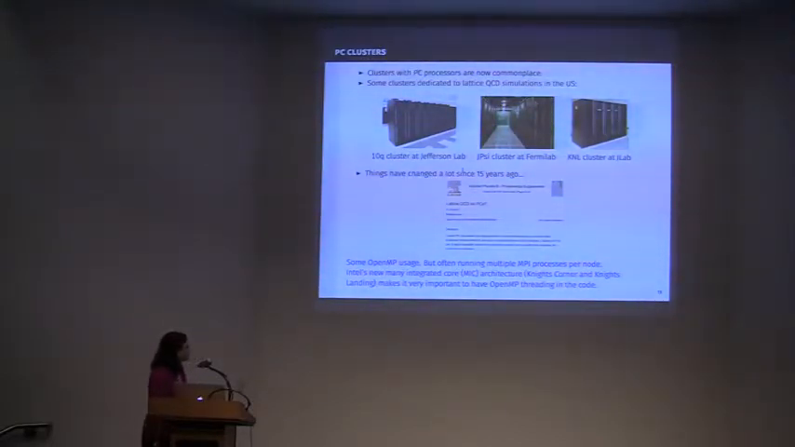Nowadays, the landscape has changed a lot. Especially with the new many integrated core architecture, when you have 60 or 70 cores per node, running many MPI processes per node becomes very inefficient. It's also not a very sensible thing to do. So nowadays it becomes very important for us to use OpenMP threading in the code.